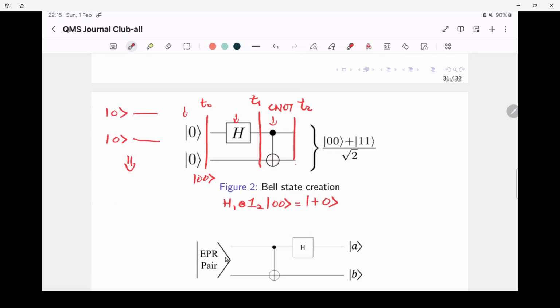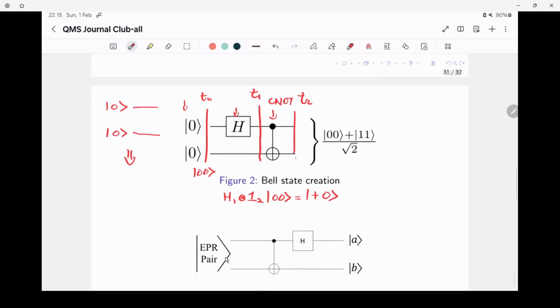So then you analyze what happens at t2. Basically, what is a plus state? It will be (0 plus 1) tensor with 0. The CNOT gate uses the first qubit to control what happens to the second qubit. If the first qubit is 0, then it does nothing to the second qubit. If the first qubit is 1, then you apply a NOT gate to the second qubit. So then you apply a CNOT to this whole state.